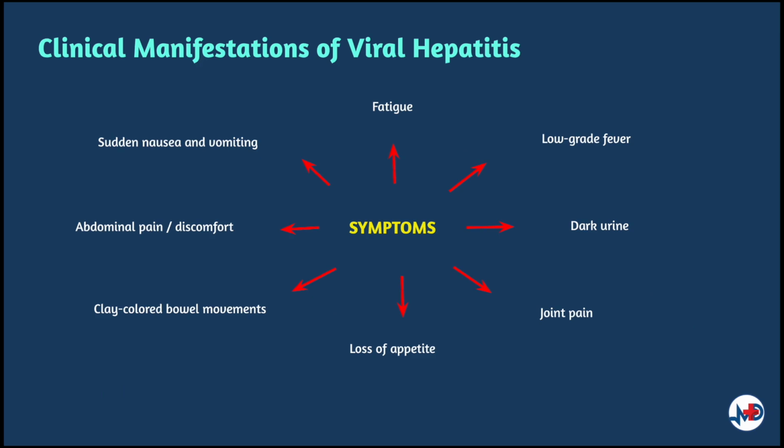Let's look at the clinical manifestation of viral hepatitis. So as mentioned earlier, particularly in hepatitis A, the signs and symptoms typically don't appear until one has had the virus for weeks. If one does, it may look more like a more general form of hepatitis, such as fatigue, sudden nausea and vomiting, abdominal pain or discomfort, especially over the upper right side of the abdomen. One may have clay-colored bowel movements, loss of appetite, low-grade fever, dark urine, and also joint pain.